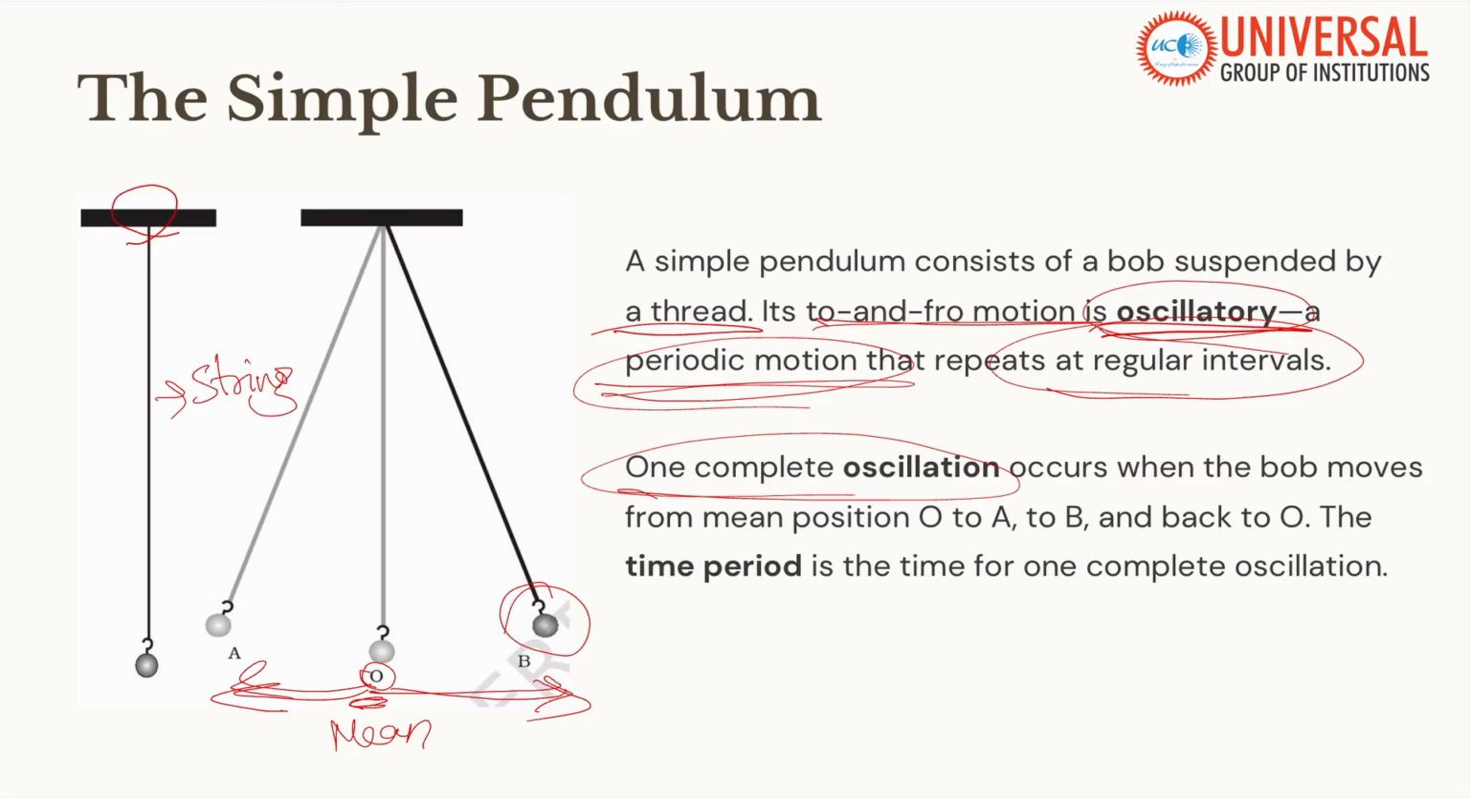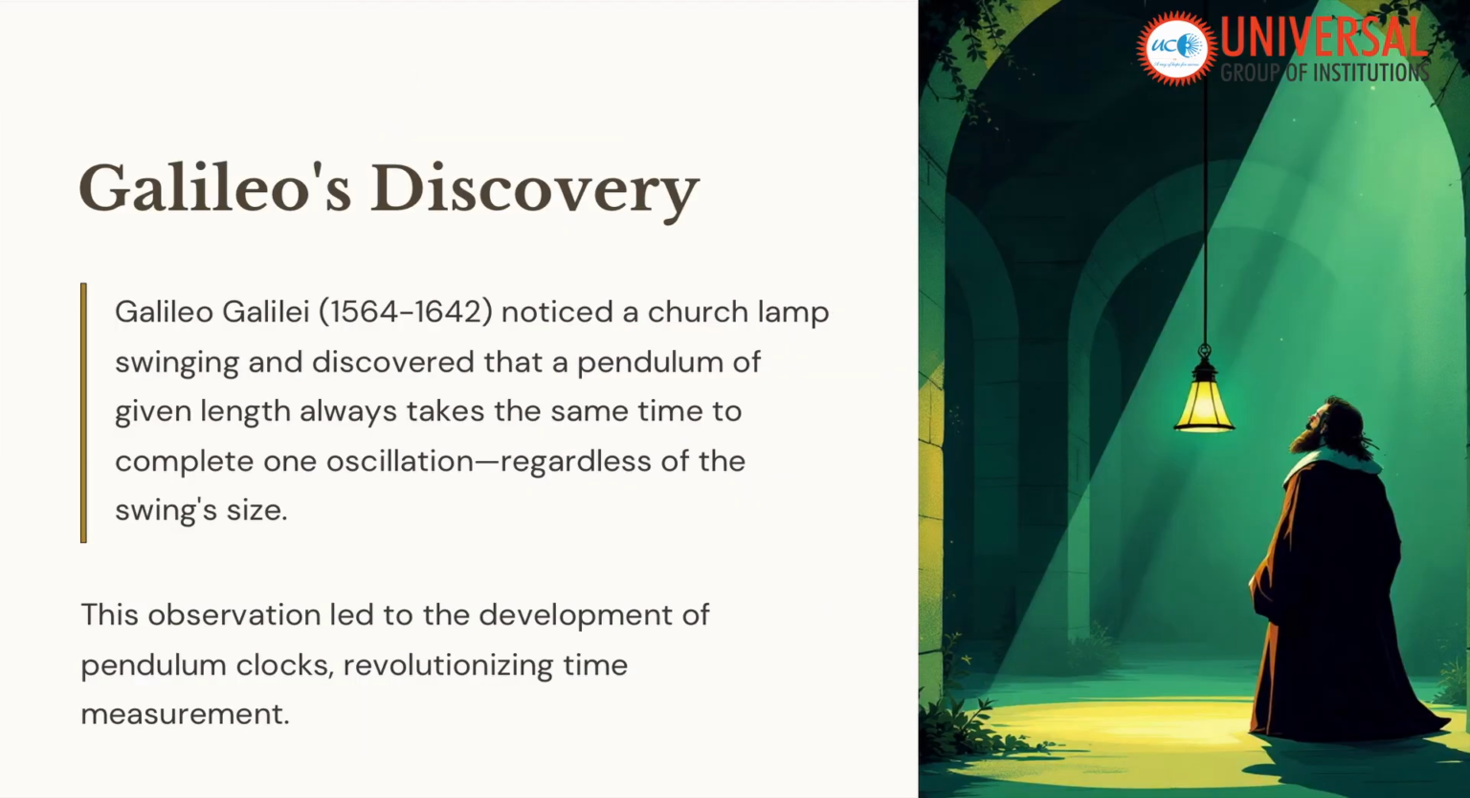The time taken by the pendulum to complete one oscillation is called its time period. An important observation about the pendulum is that for a given length, the time period remains almost constant. It doesn't matter whether the string is small or large, the time period remains constant. The Italian scientist Galileo Galilei observed that a pendulum of a given length always takes the same time to complete one oscillation.